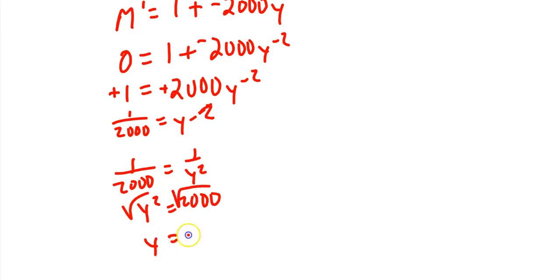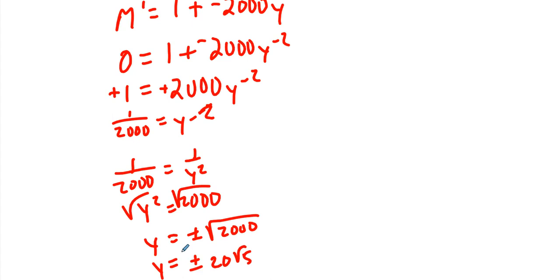So y equals plus or minus square root of 2,000. And again, let's think about that number. I can reduce that to, I know 400 goes in there 5 times, so that'd be 20 root 5, plus or minus.